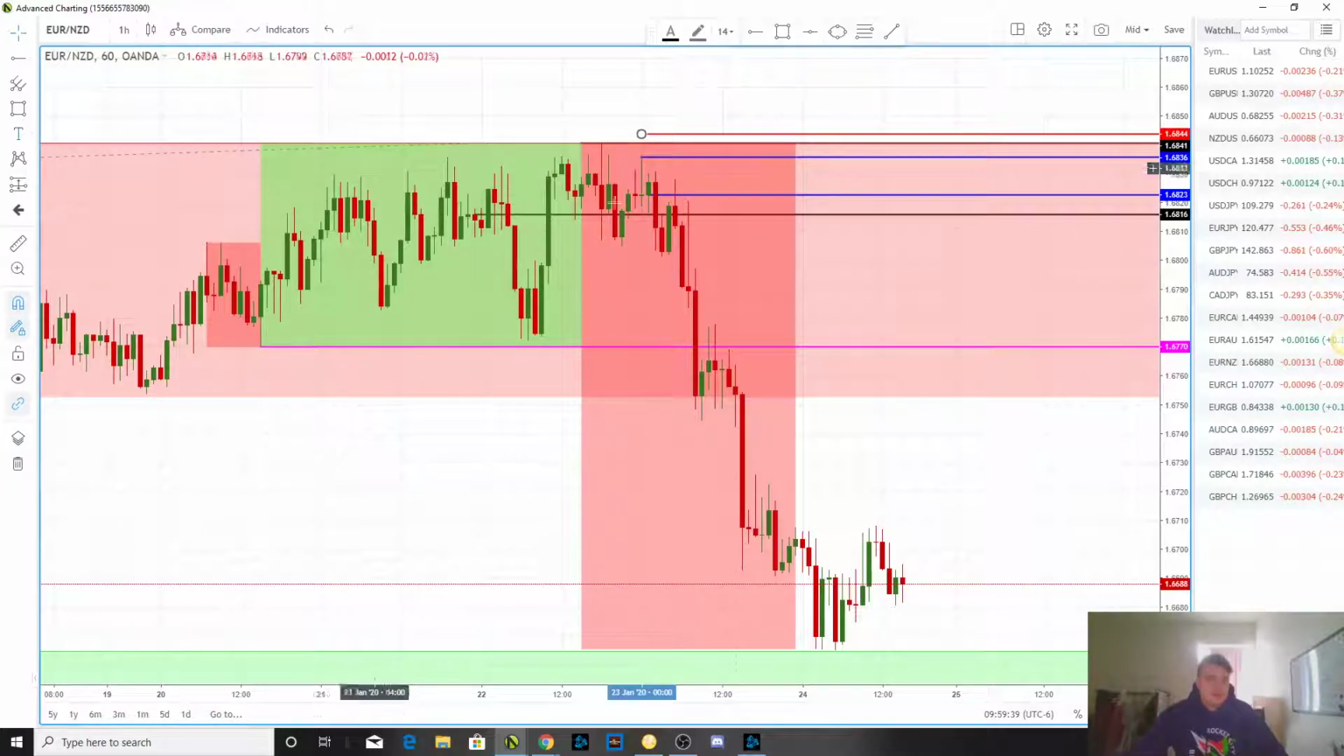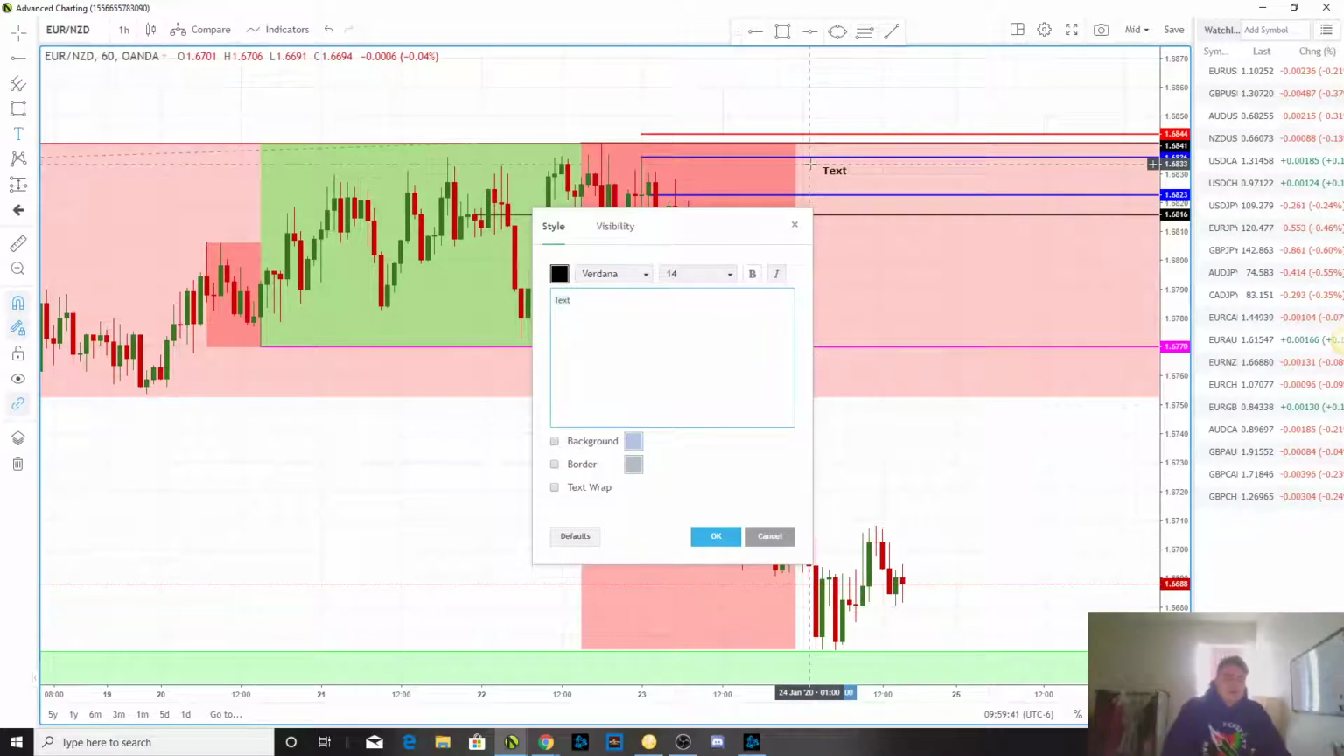But I'm going to leave another note. Wait for arrival. So the trade isn't valid if price doesn't go low on the curve first.